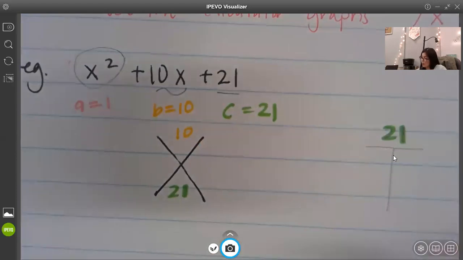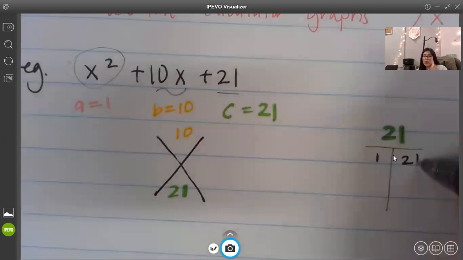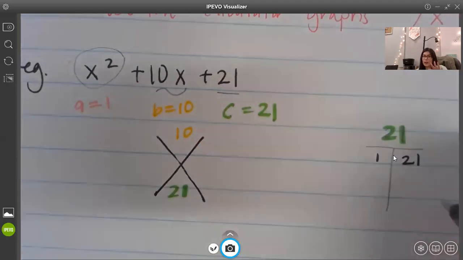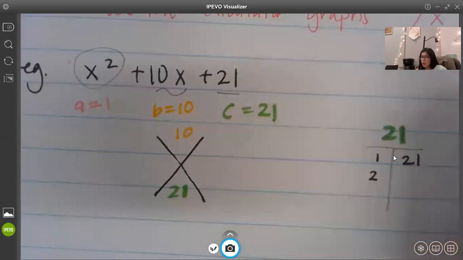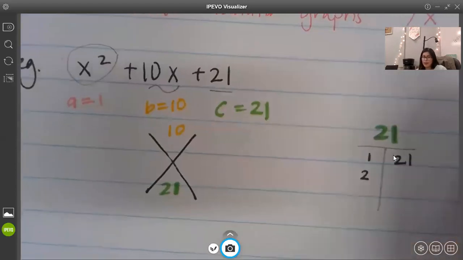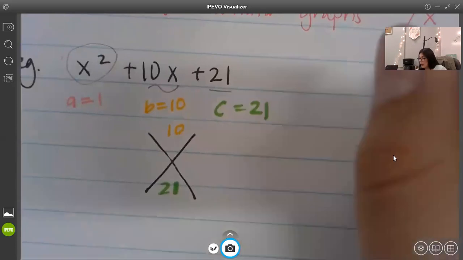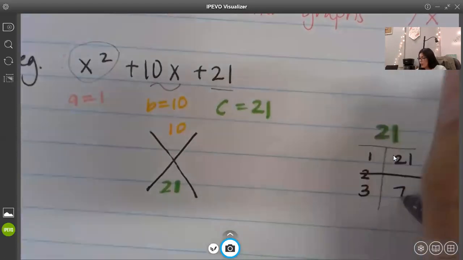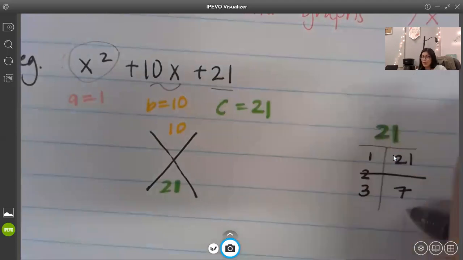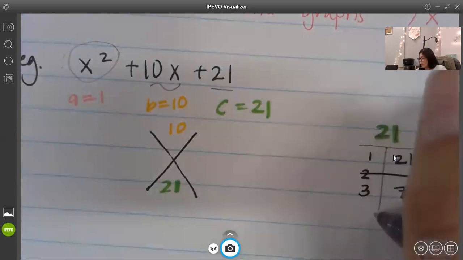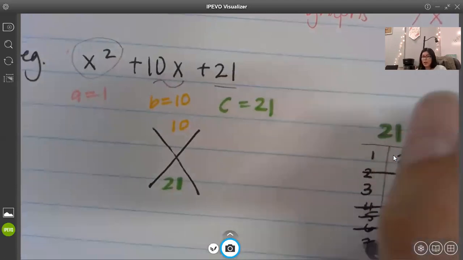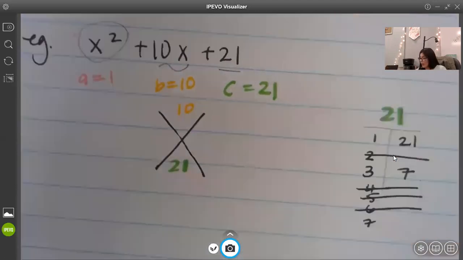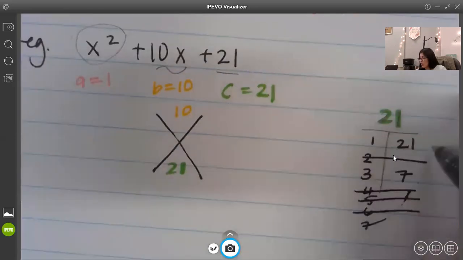So I can multiply 1 times 21. No decimals, it has to be even. 2, if I divide 21 by 2, I'm going to get 10.5, so no. 3, 21 divided by 3 is 7. 4, I get a decimal. 5, I get a decimal. 6 doesn't work. 7 is already on here, so that's how I know I'm done. When I repeat myself right there, I already know I'm done. So it can only be 1 and 21 or 3 and 7.